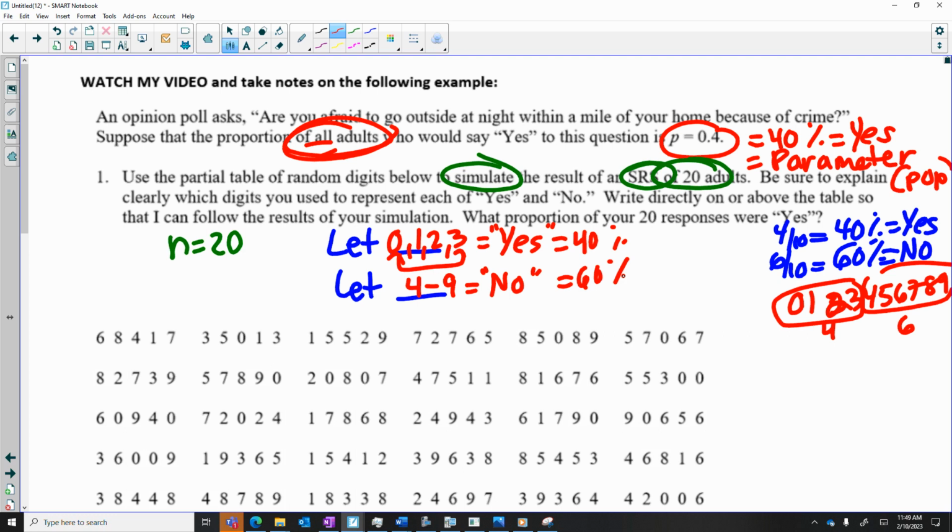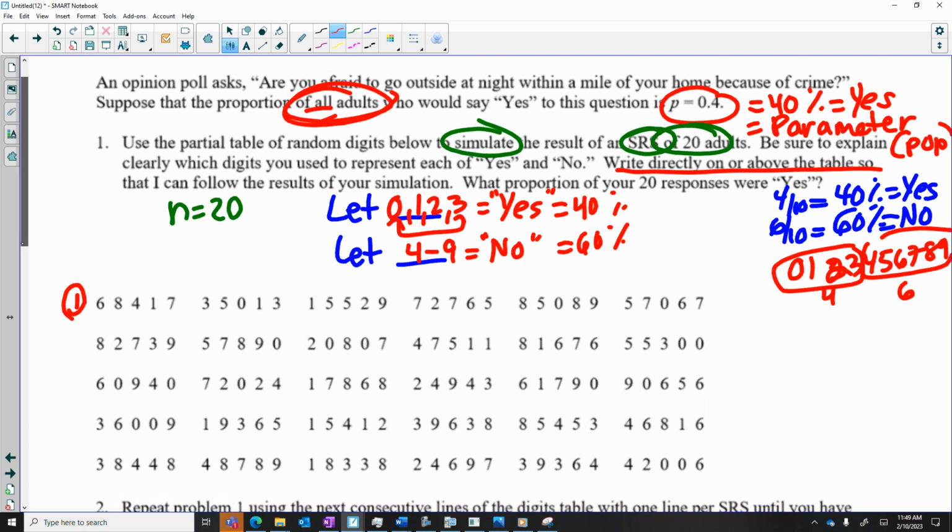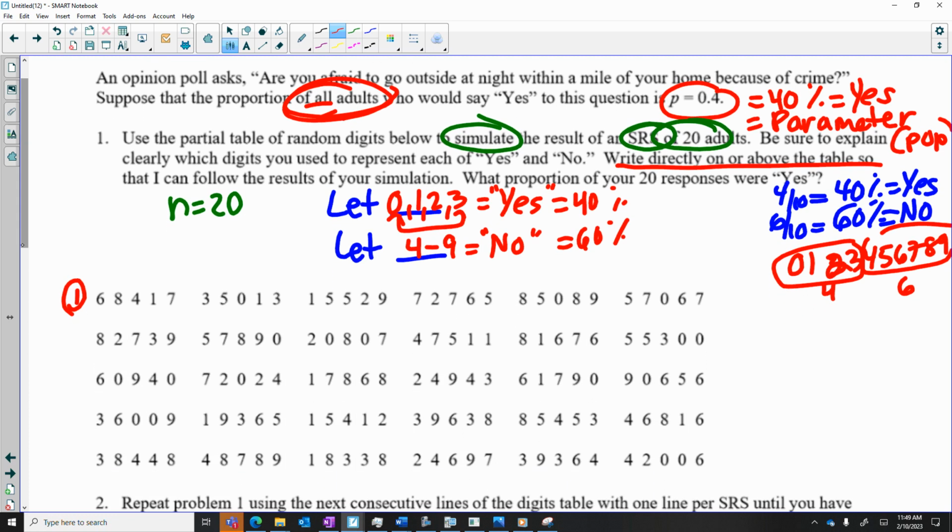Now I'm going to use the table below, and I'm going to write directly on the table to carry out the result of a simulation. I'm just going to use row 1, and I'm going to categorize each digit as either yes or no. Either they are afraid or they're not afraid, okay? So the yeses are 0 through 3, so I will circle those. So there's 5, 10, 15, 20. I'm actually going to stop here for trial number 1. I'm going to circle all of the yeses.